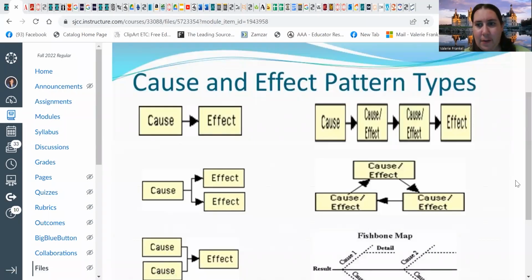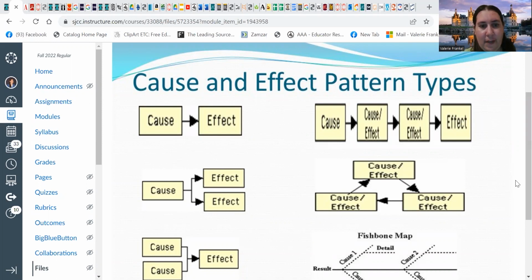Hi everyone, let's talk cause and effect. There are a number of ways to structure a cause and effect essay. You could have one big cause leading to one big effect. Global warming is destroying the earth.